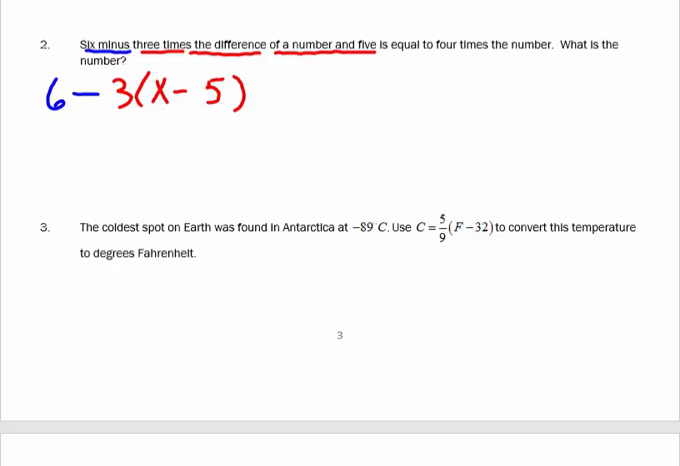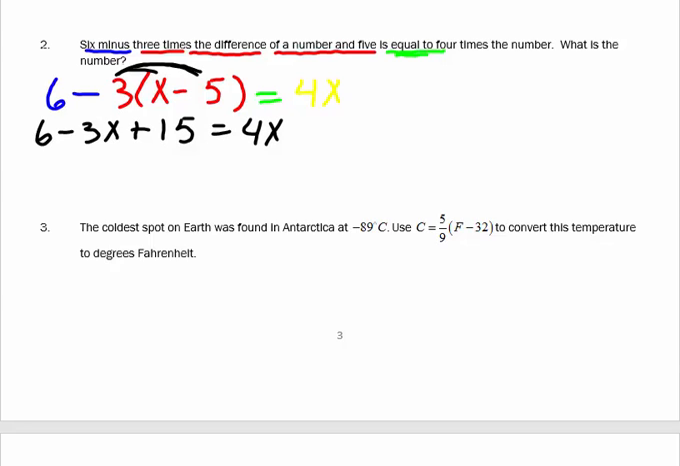Is equal to, there's your equal sign, and what is it equal to? 4 times the number. So 4 times the number would be 4x. Then we need to find the number. So what do we do to start off? We start off by distributing. We have 6, negative 3 times x is a negative 3x, so minus 3x. A negative times a negative is a positive, so plus 15 is going to equal 4x. We need to combine like terms that are on the same side. We have a 6 and a 15, which gives me a 21 minus 3x equals 4x.